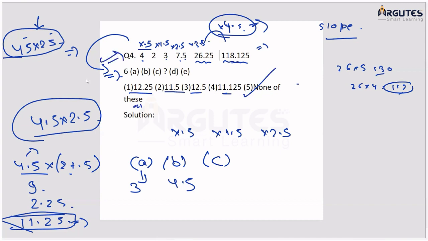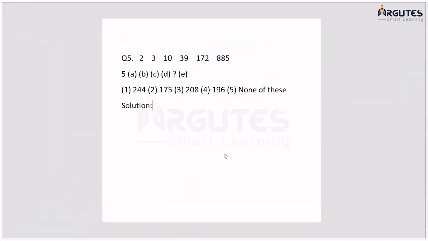So I think question number 4 is clear to you all. Now we will move ahead. Now this question number 5: 2, 3, 10, 39, 172, 885. Looking at this, can we conclude what the slope is, whether maximum, minimum, or mean slope? Here it is near to 170 and it is near to 885 or 880, so it is near to 5 times.